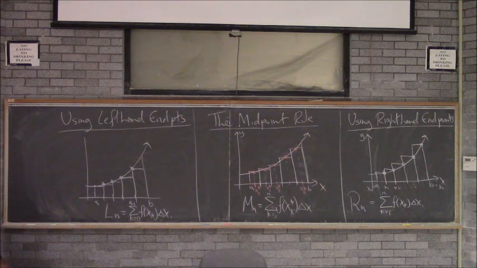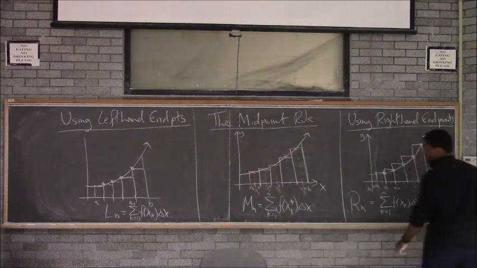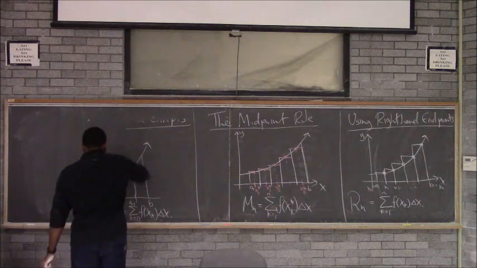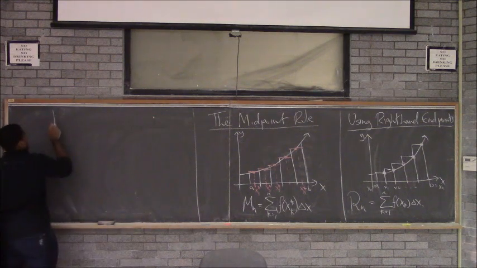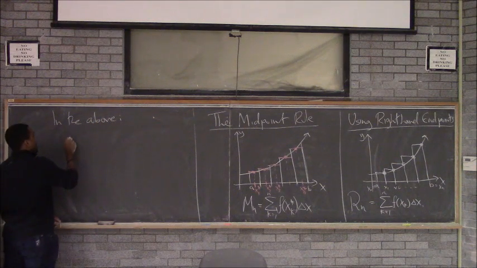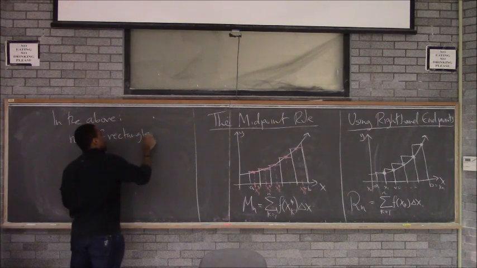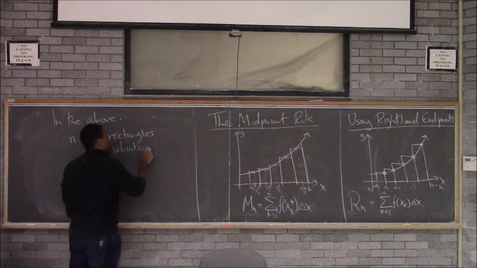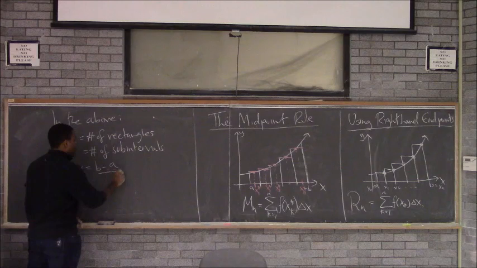So, three different ways you need to know how to set up the rectangles. Using left-hand, midpoint, or right-hand approximations. In the above, of course, our n is the number of rectangles, equals number of subintervals. Your delta x you can calculate by b minus a over n.